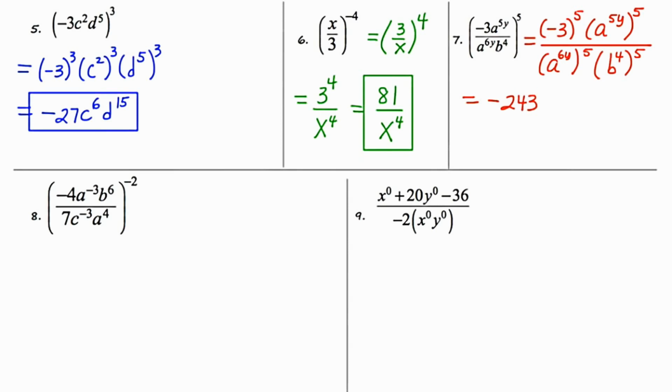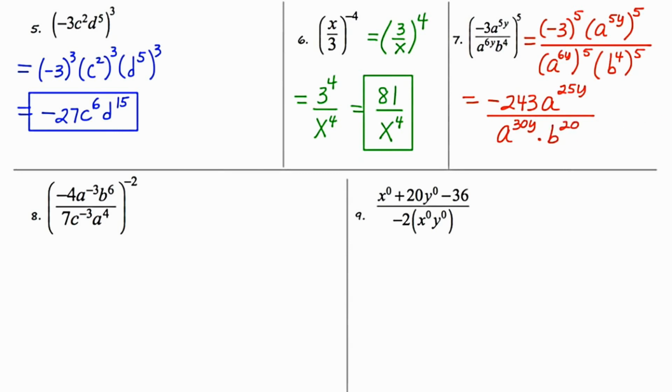A to the 5y to the 5th, raising a power to a new power we multiply, so this would be a to the 25y. In the denominator, I've got a to the 6y, then to the 5th. Again, we multiply the exponents, so that's going to be a to the 30y. B to the 4th, then to the 5th. We're going to, for a third time, multiply, so now we're going to get b to the power of 20.